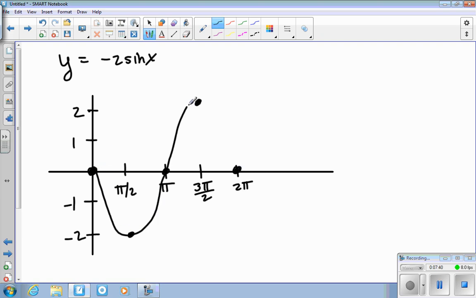So notice how the sine curve is upside down. What used to be up here is now upside down. What used to be down here is now right side up. So the negative sign just flips it over the x-axis.